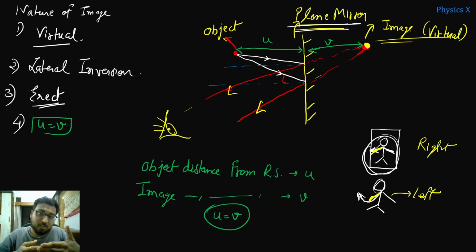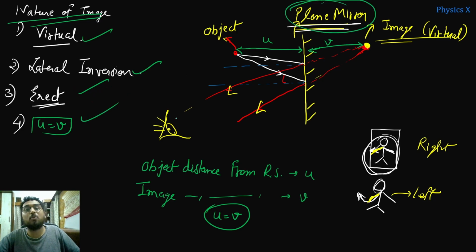You can see this for yourself in the mirror also. If you are standing in front of a mirror, there is some distance between the mirror and you, and the image is also at the same distance behind the mirror. That means the object distance and image distance are the same. So these four pointers are important for the nature of image in a plane mirror. And I told you what a plane mirror is: a perfectly reflective surface with no irregularities.